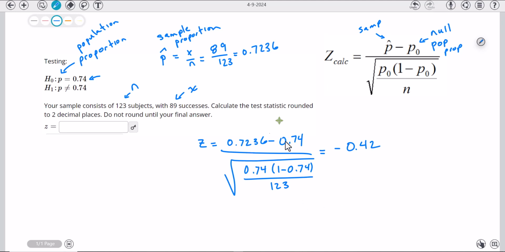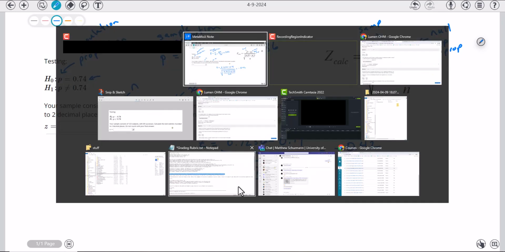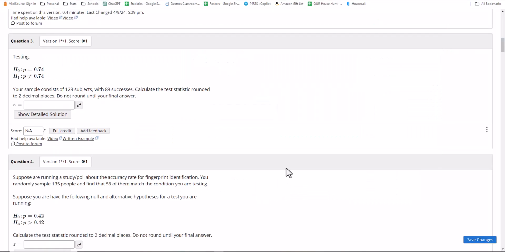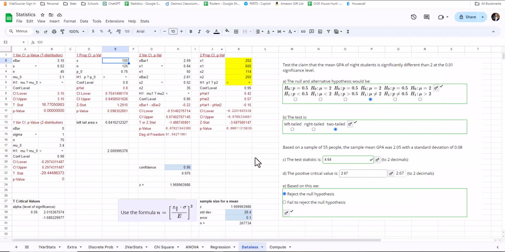However, this is a lot of steps. Remember, you have Google Sheets, and that's kind of what I'm trying to get to, a point where you use your Google Sheets. So they told me in that problem, X, the number of successes, was 89, N was 123, my proportion for the null hypothesis 0.74.